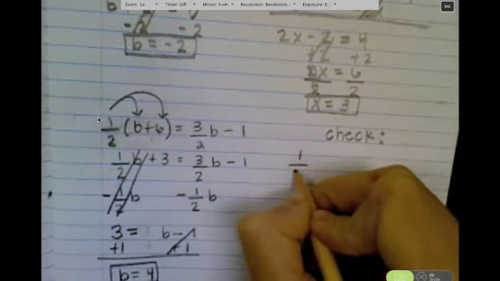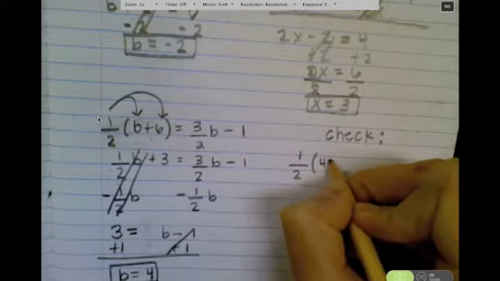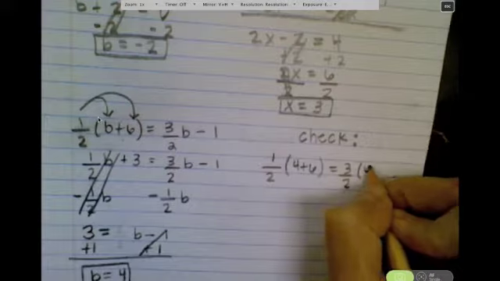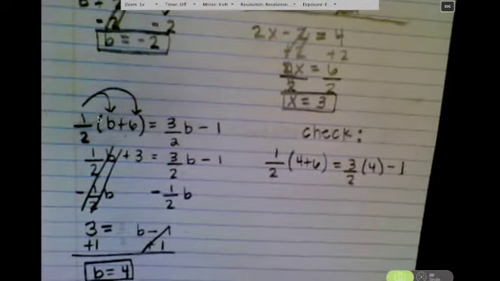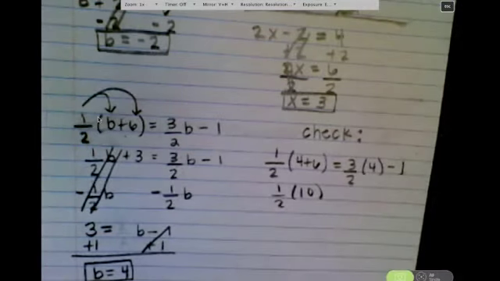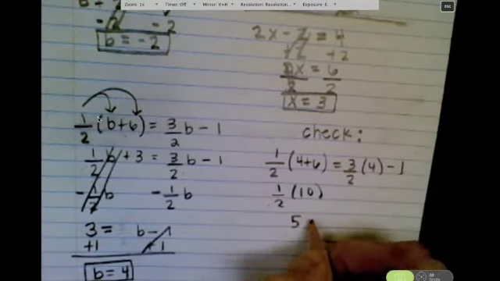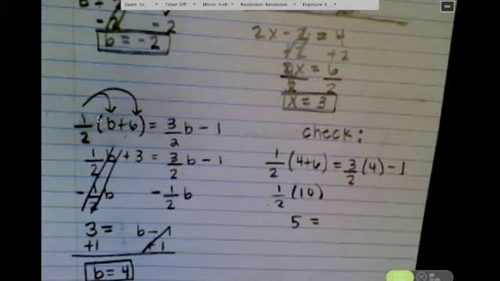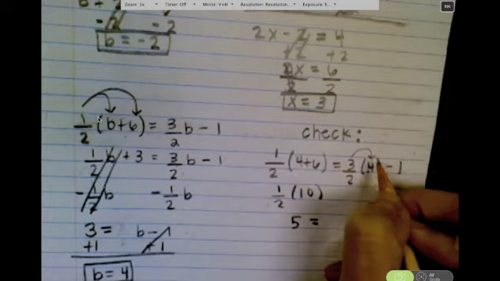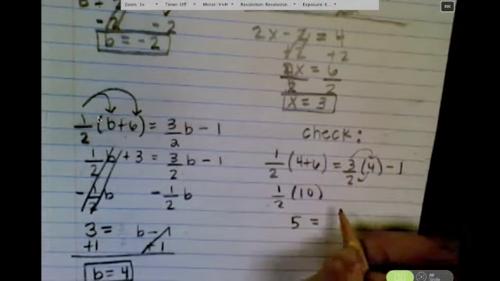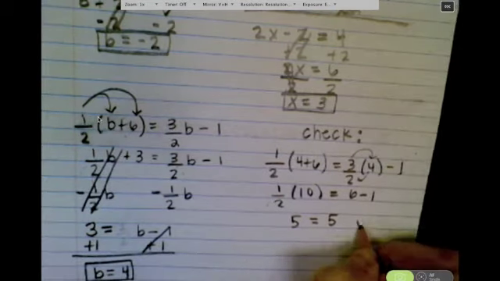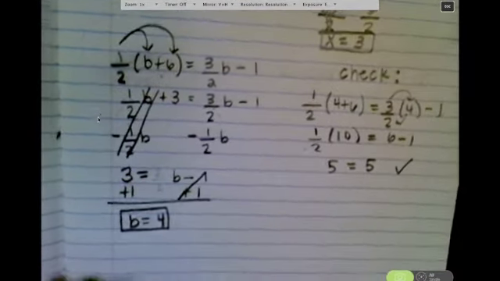So I'm going to do 1/2 times 4 plus 6 equals 3 halves times 4 minus 1. So 4 plus 6 is 10, and 1/2 times 10 is 5. So let's see if that's equal to what's over here. 3 halves times 4 is 3 times 4, which is 12, divided by 2, which is 6, and 6 minus 1 is 5. So now we know for sure that b does equal 4.